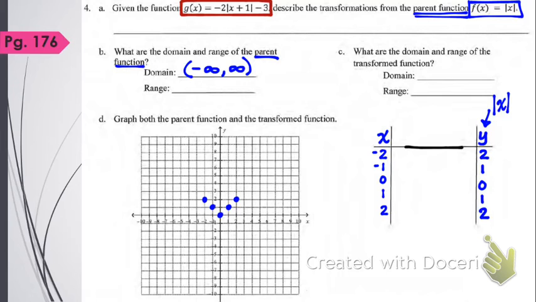Use your straight edge to get a nice sharp V shape. Quadratics, we don't want to see a V shape, so don't use your straight edge, but on absolute value, we do. I always keep that straight in my head because absolute value starts with V, and I'm going to make a V shape.